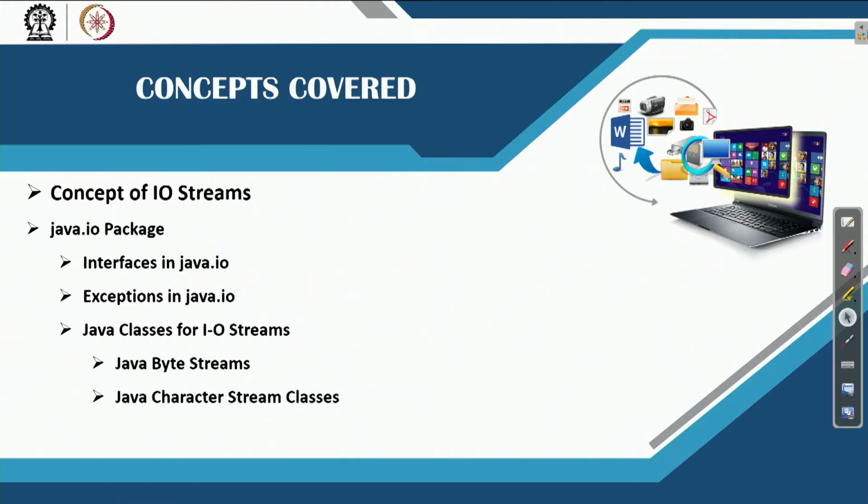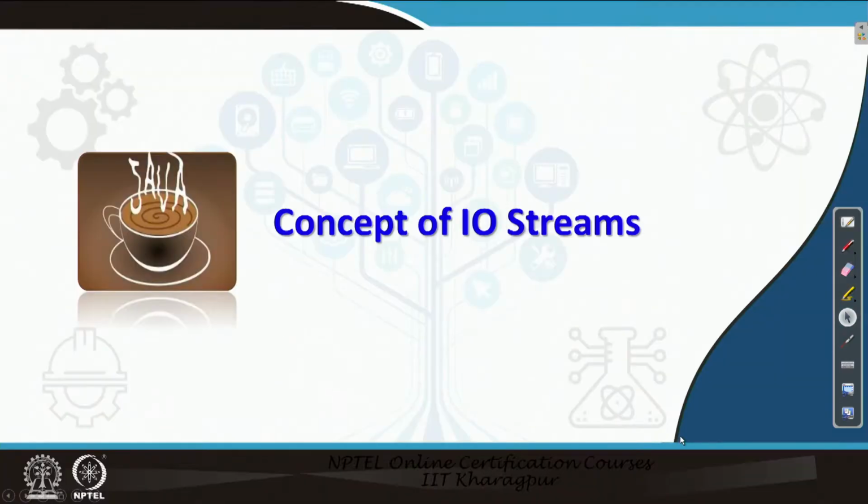Now, broadly all the classes defined in the java.io package can be divided into two broad categories. They are called byte stream classes and character stream classes. Today we have an introduction to these byte stream and character stream classes, and then in our subsequent discussion we will study all these stream classes in detail with illustrations as much as possible. Today, let us first discuss the concept of IO stream.